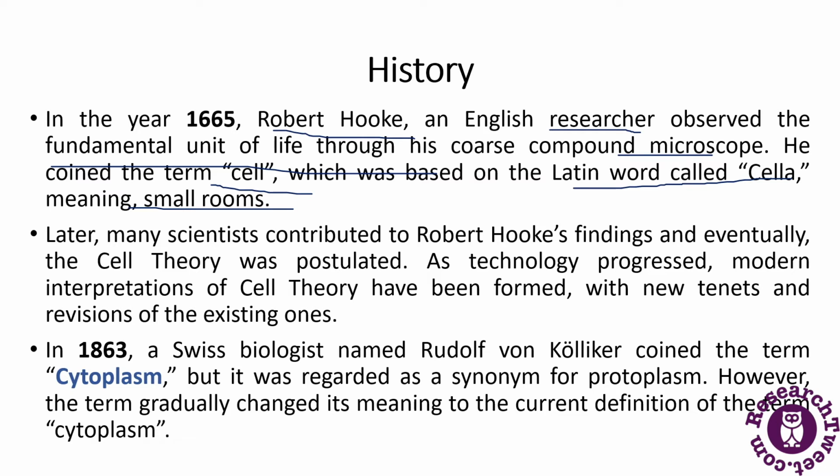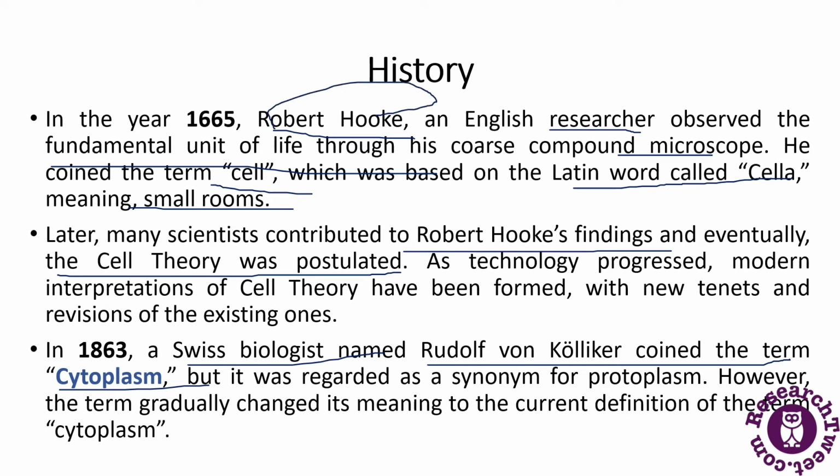Later on, many scientists contributed to Robert Hooke's findings, and the cell theory was postulated. As technology progressed, modern interpretations of cell theory were formed with new tenets and revisions of the existing ones. Later, in 1863, a Swiss biologist named Rudolf von coined the term cytoplasm. So the cell was discovered by Robert Hooke, and the term cytoplasm was coined by Rudolf von.